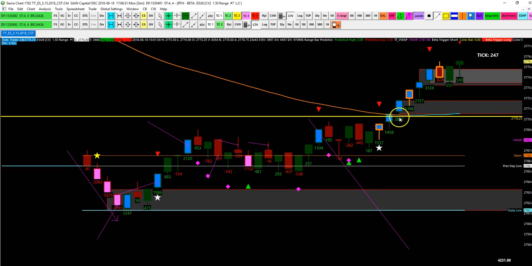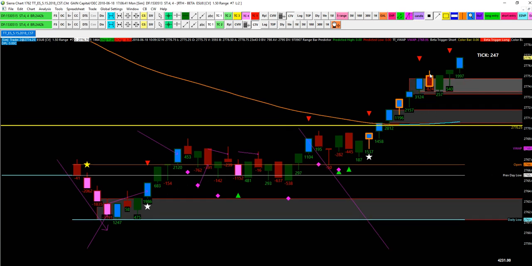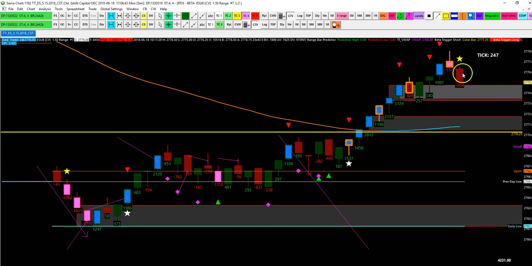So see here, 2812, 2157, 3124. So two things, 2770 and a quarter become an important number, and 3124 becomes important. If you will see, I got a short signal triggered by the algo.